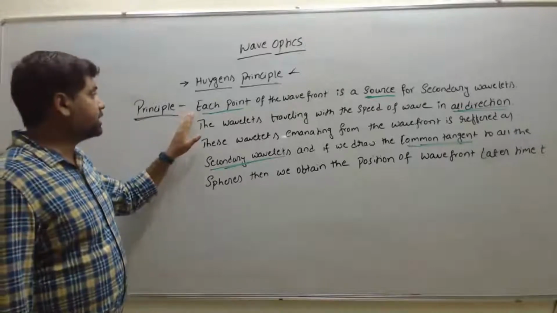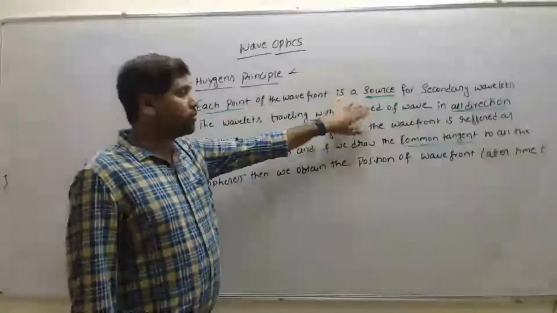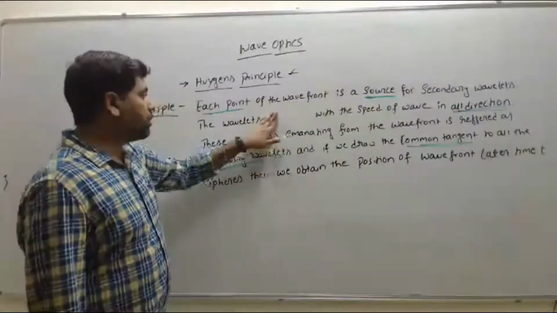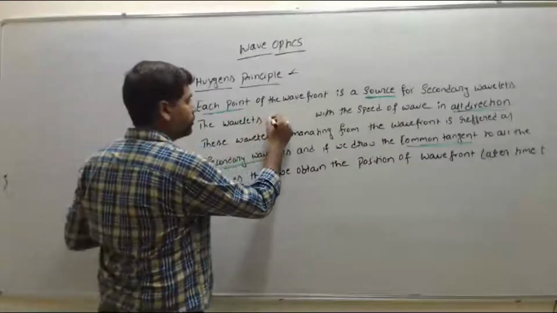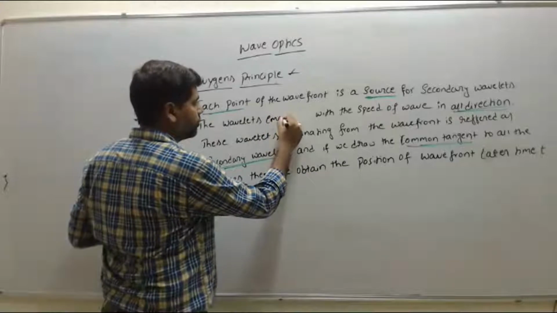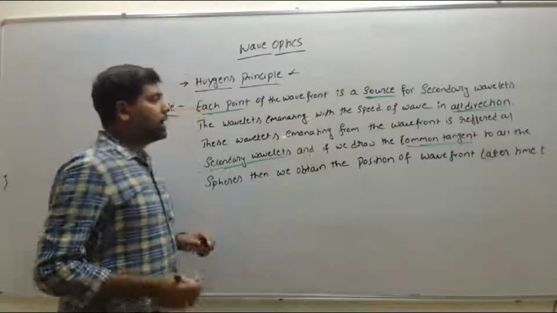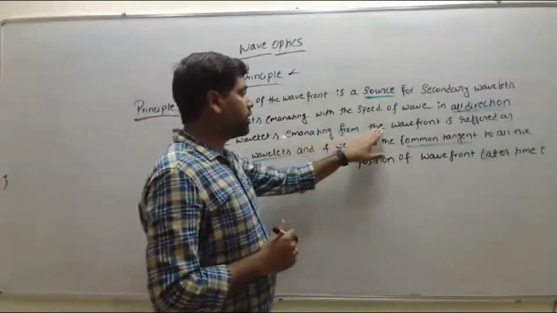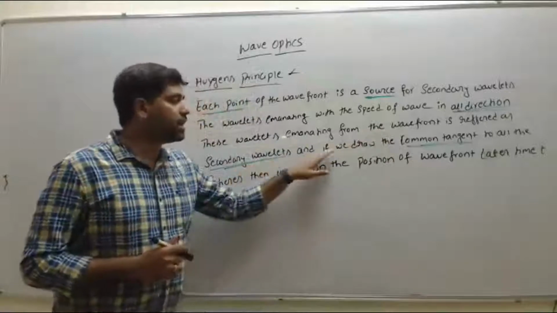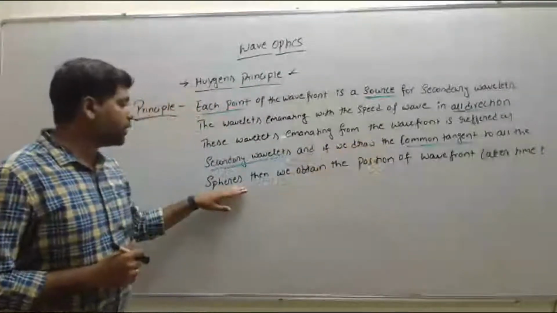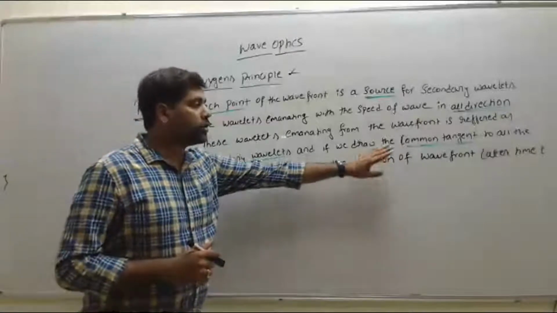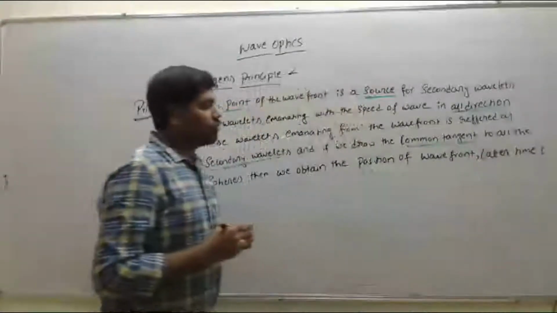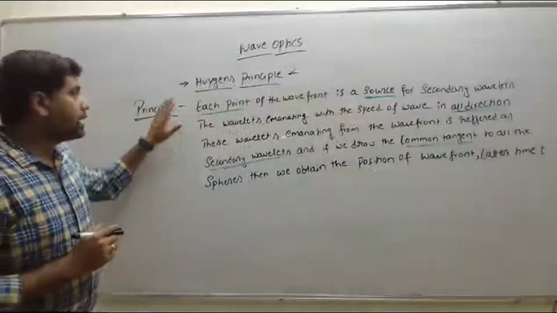So the Huygens principle states each point of the wavefront is a source of the secondary wavelets, and the wavelets emanate with the speed of the wave in all directions. These wavelets emanating from the wavefront are referred to as secondary wavelets, and if we draw the common tangent to all the spheres, then we obtain the position of the wavefront at a later time t, that is after time t. So that is the statement of the Huygens principle.